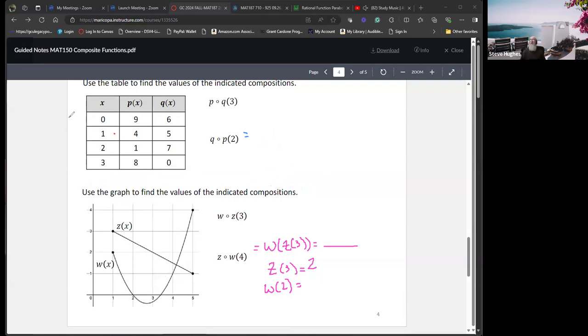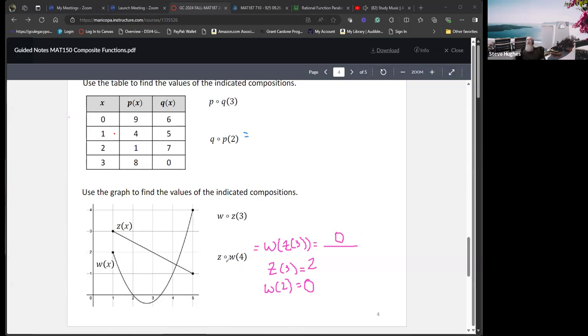All right, so I found Z of 3 is 2. What is W of 2, everybody? Oh, Scott has it. It's 0. That's correct. It is 0. So W of Z of 3 is 0. Okay, we got one more to do.